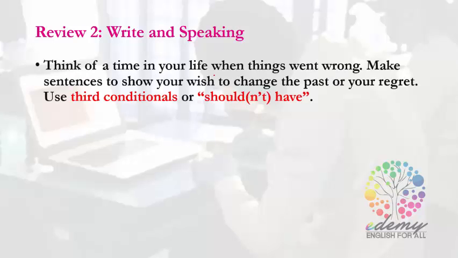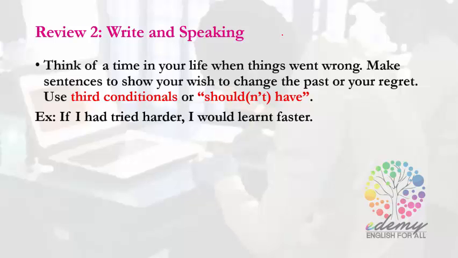In our next review activity, you are supposed to write and speak. Okay? So think of a time in your life when things went wrong. Right? Then make sentences to show your wish to change the past or your regret. Okay? Make wishes about your own life, what you wish to change in the past or regret, using third conditionals or shouldn't have.